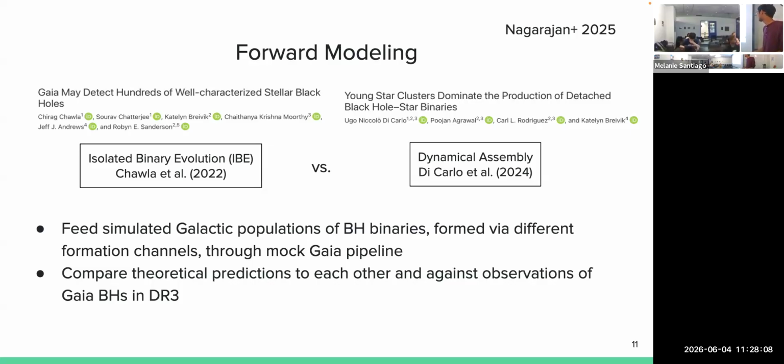And I want to compare their theoretical predictions to each other. I want to see which one basically wins in terms of being closer to what we see in DR3, and also to use the observations to check their assumptions.